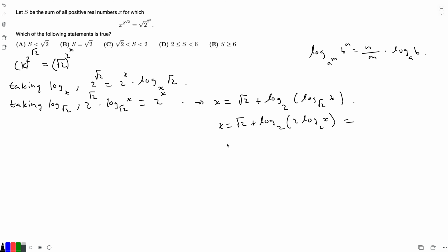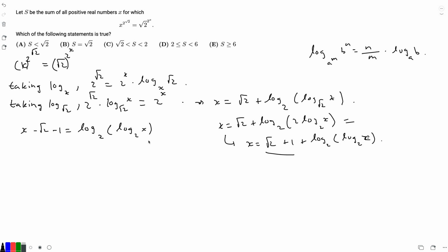Again, we can simplify this as x is equal to root 2, and then splitting this logarithm gives us plus 1 plus log base 2 of log base 2 of x. Then maybe getting the stuff on one side will give us root 2 minus 1 is equal to log base 2 of log base 2 of x. And now we can take a graphical approach, right? Because the LHS is really easy to draw, and the RHS is still relatively simple to draw.